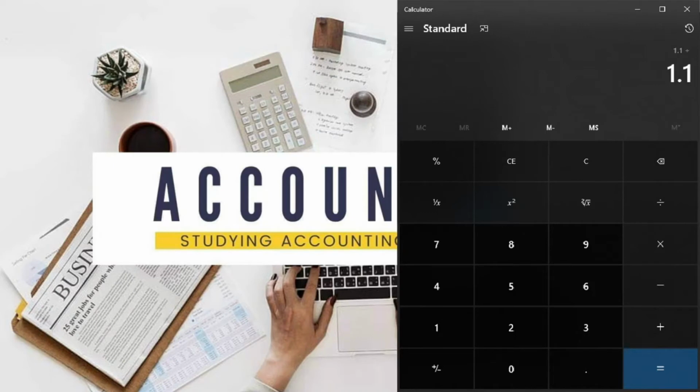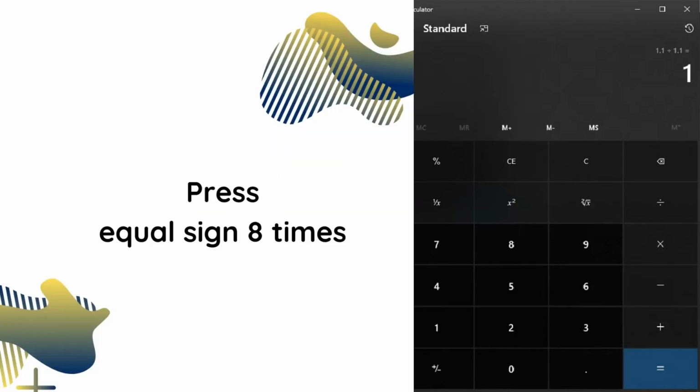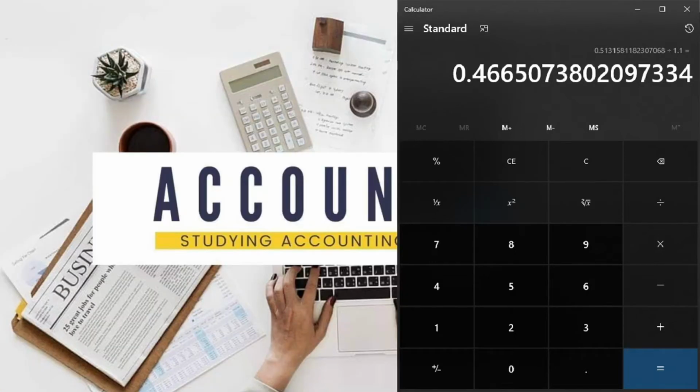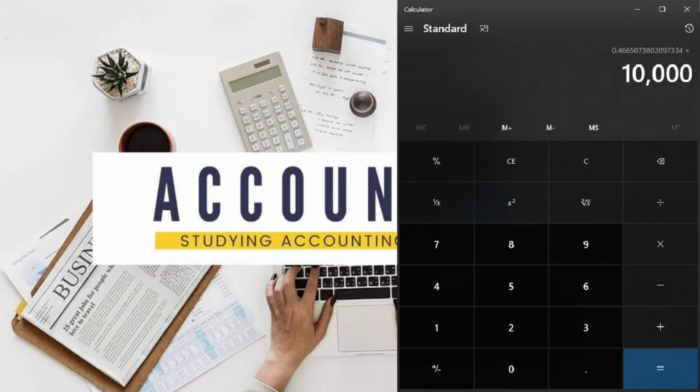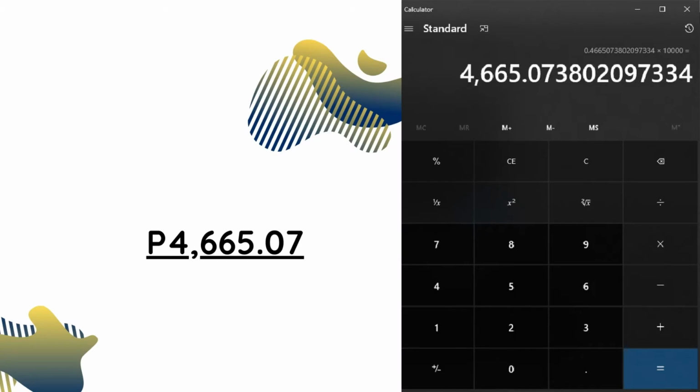Then we have to press the equal sign once, and then proceed again to pressing the equal sign depending on the number of years required in the problem. In this case, it's 8 years, so we have to press the equal sign 8 times. After doing that, we will now be able to get the present value factor of 0.4665073802. This present value factor will then be multiplied to 10,000 as it was given in the problem. So, the present value of 10,000 using 10% interest rate and 8 years is 4,665.07 if we round it off.